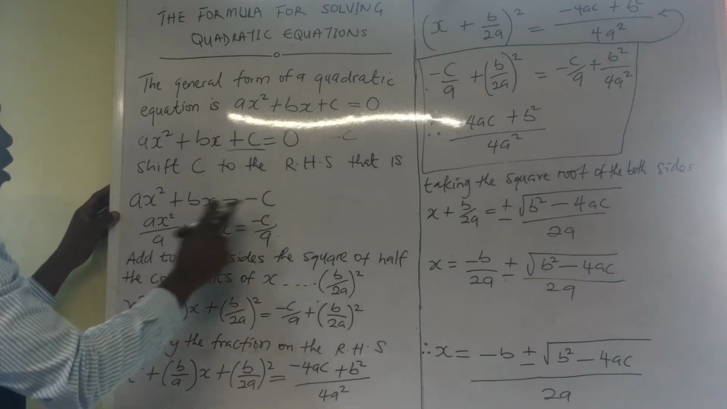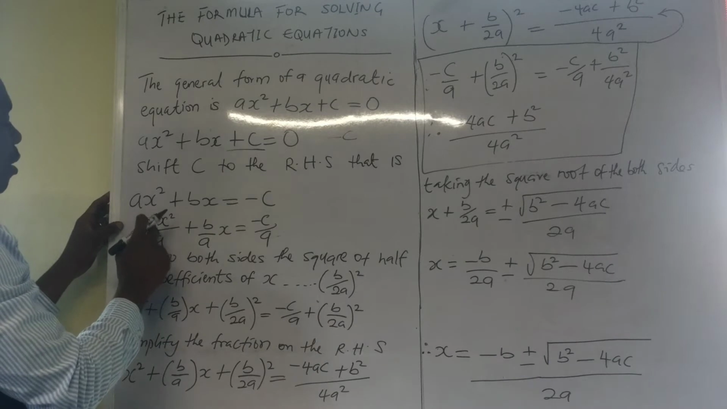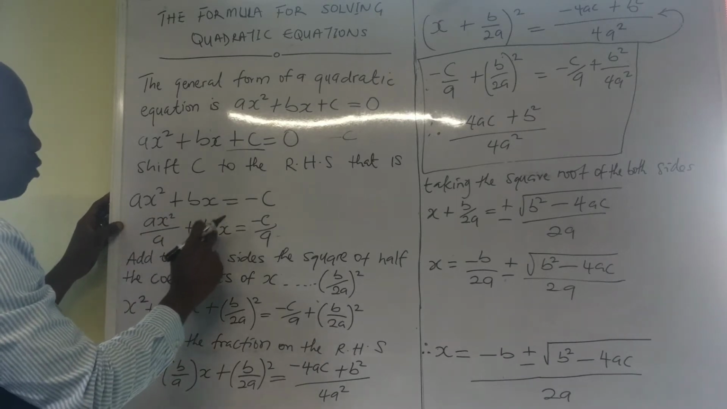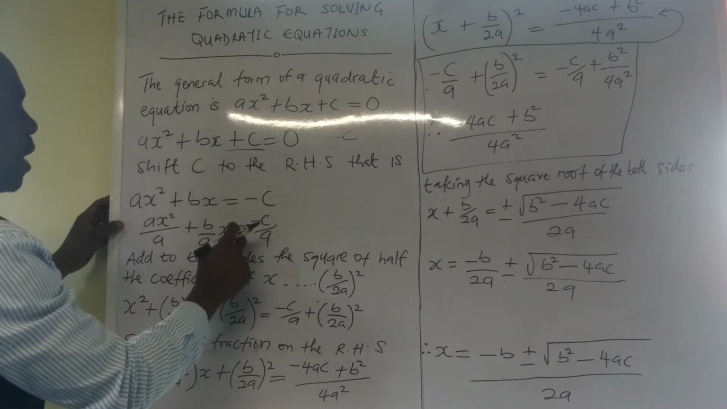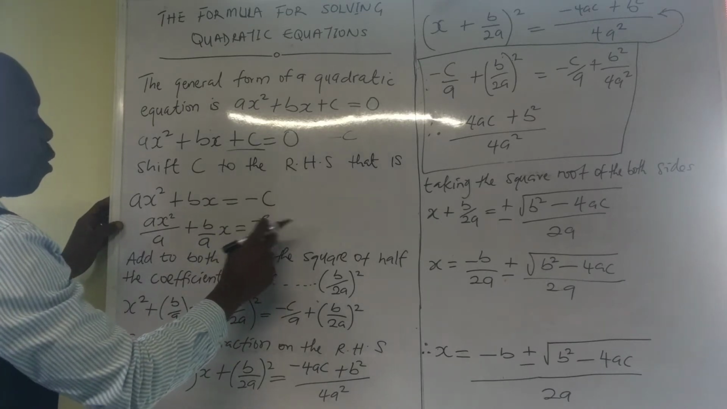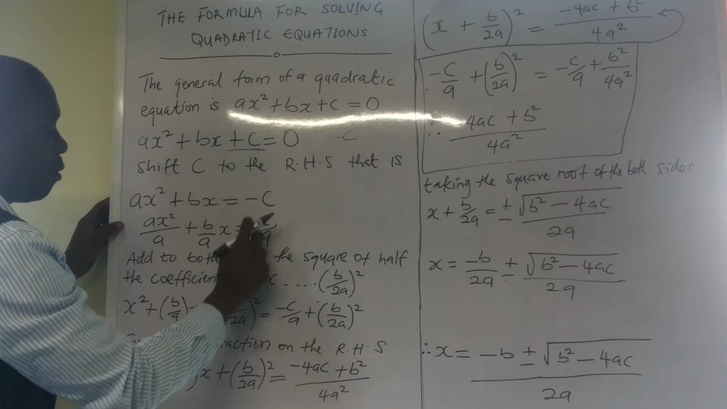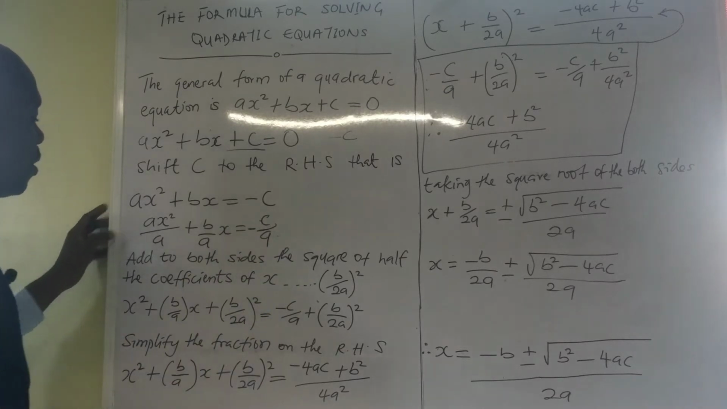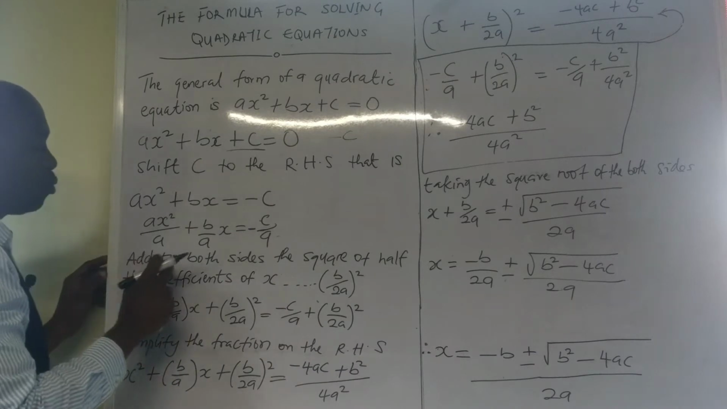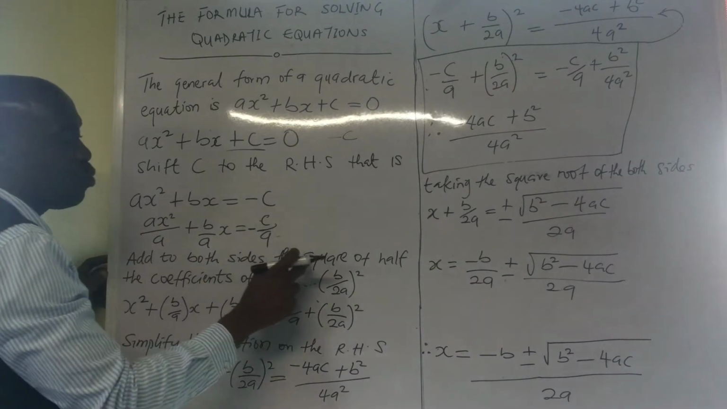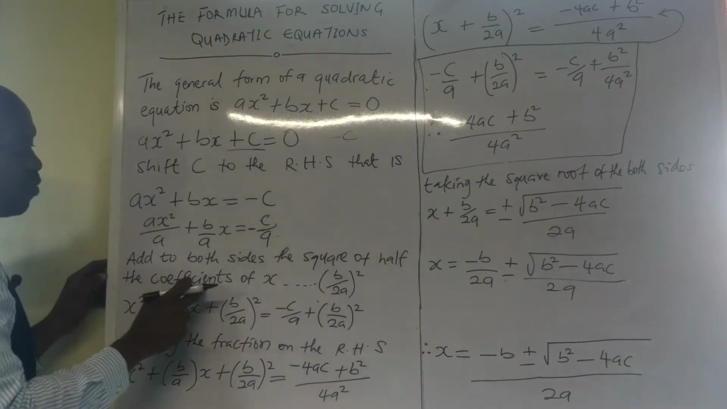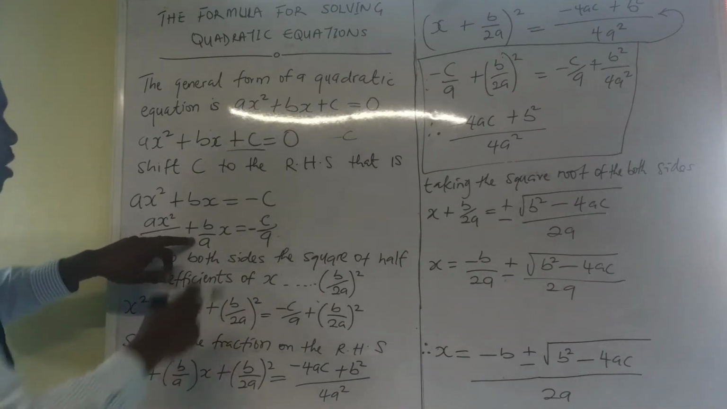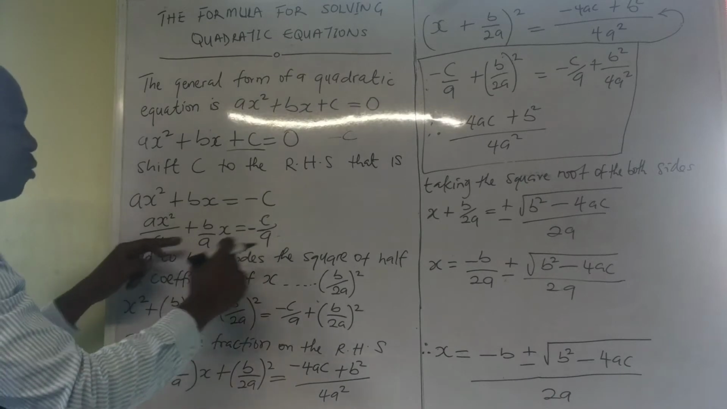So that means it will now become ax squared all over a plus bx all over a equals minus c all over a. Then from here, we now add to both sides the square of half of the coefficient of x. That means the square of half of this coefficient of x here, we add to both sides.